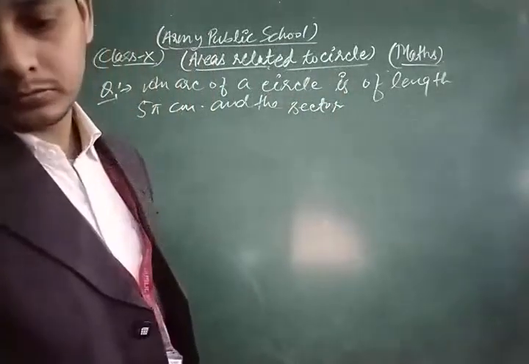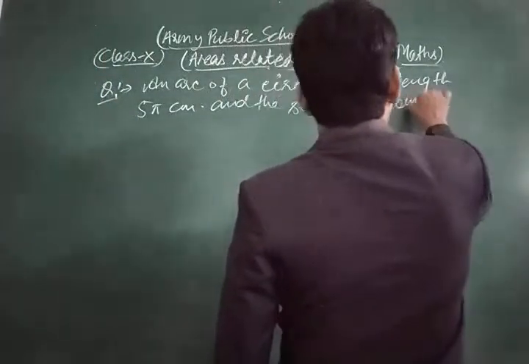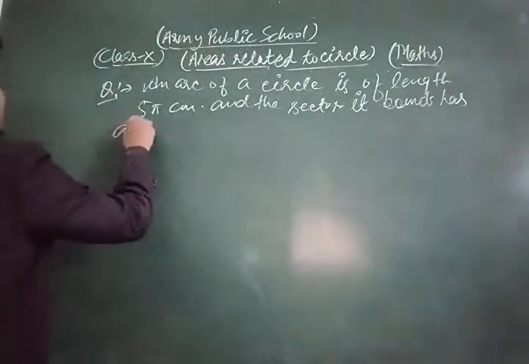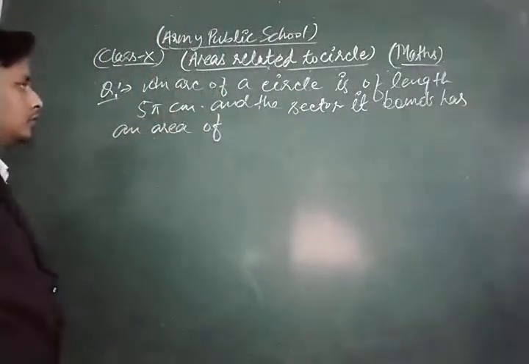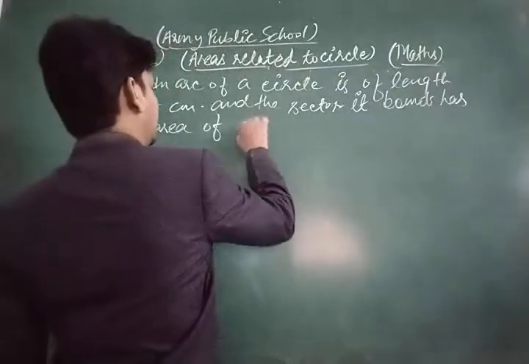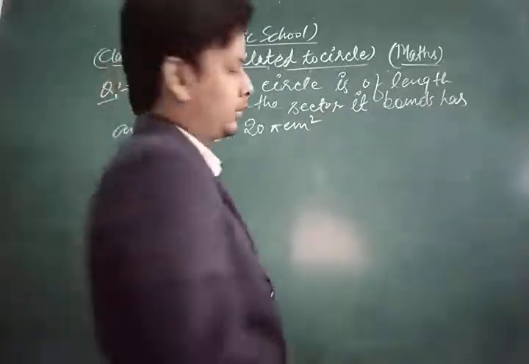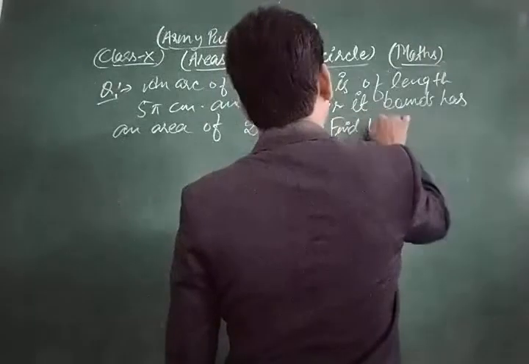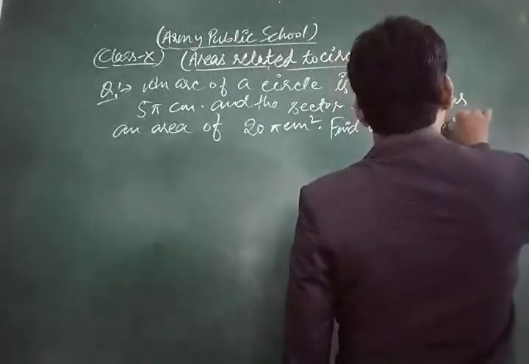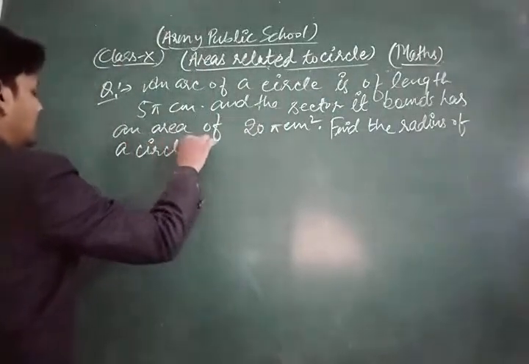the sector it bounds has an area of 20 pi centimeter square. Find the radius of the circle.